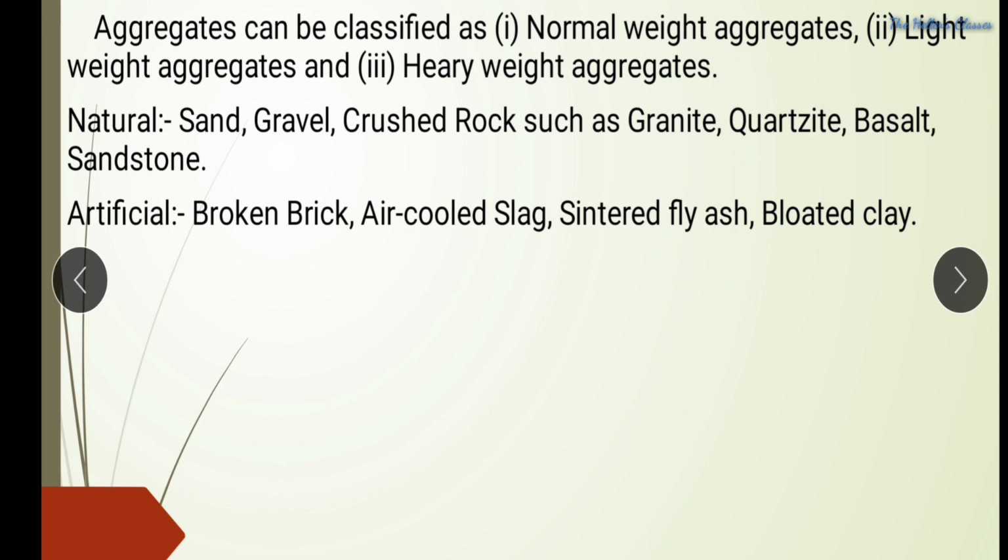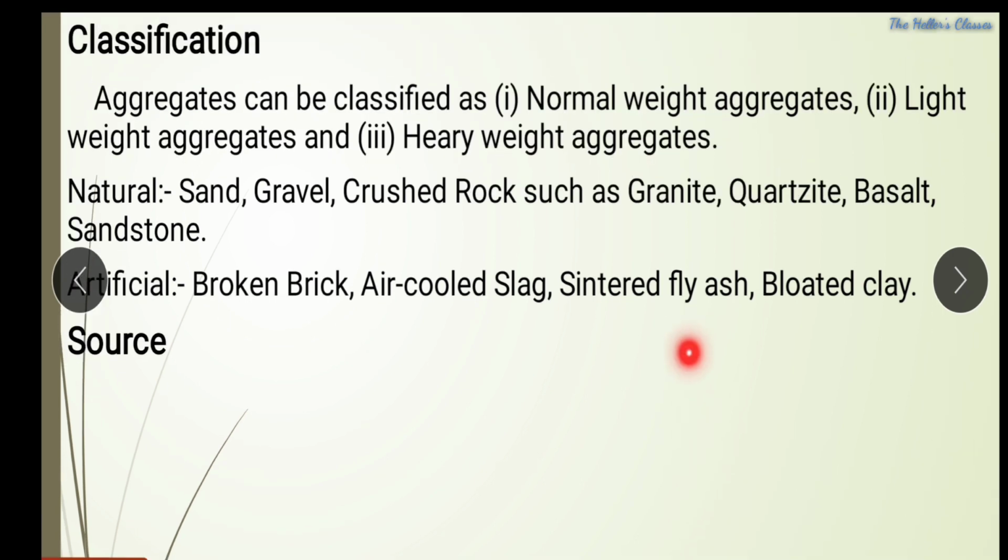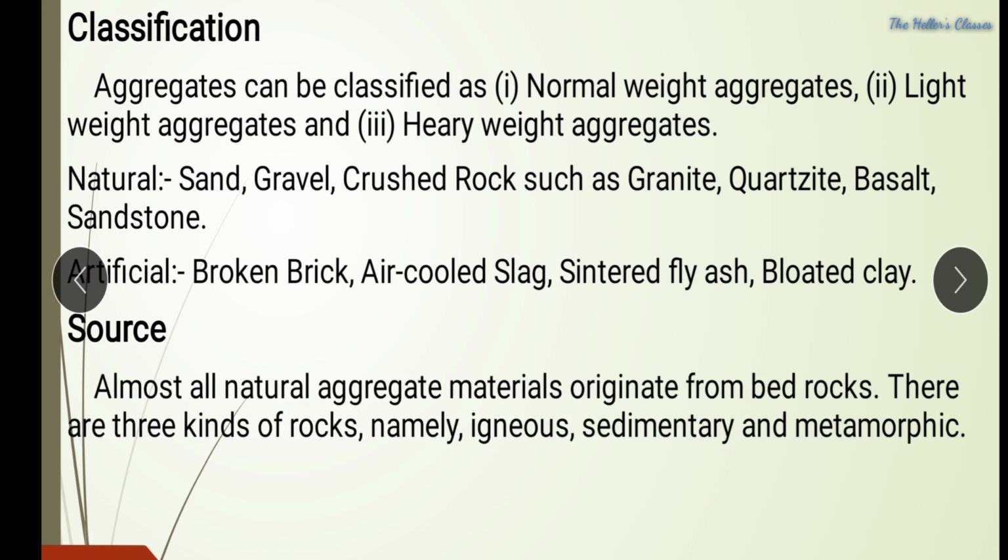These may also be used for structures where the natural resources are not available to bring in or to make the concrete in a ready manner. So this is about the classification. Next one is the source.